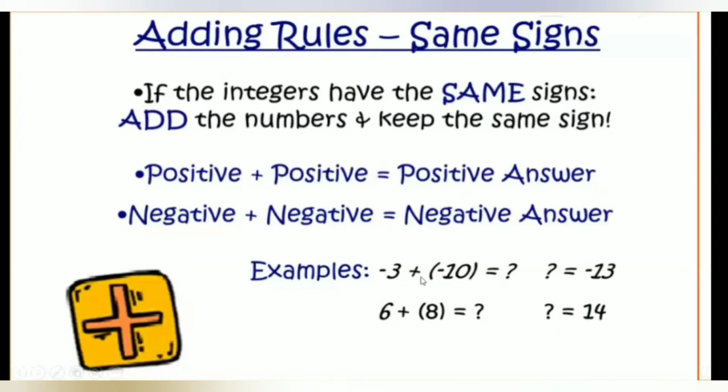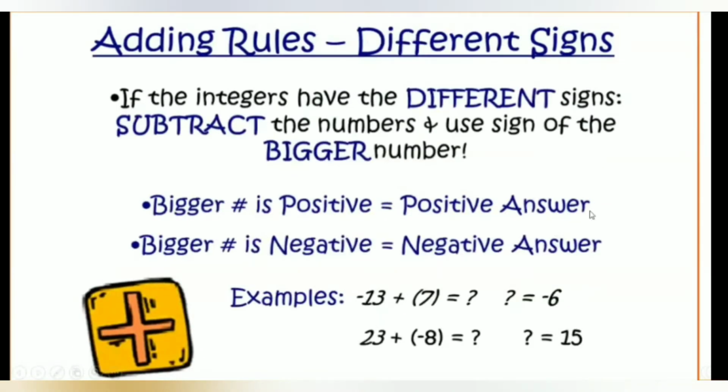Now let's talk about all negative. -3 plus -10. So as I've said, think of this as money owed. So if you owe $3 and then on the next day you borrow another 10, so altogether you owe 13. Simple as that. Just add the numbers and keep the sign. -3 plus -10 is -13.